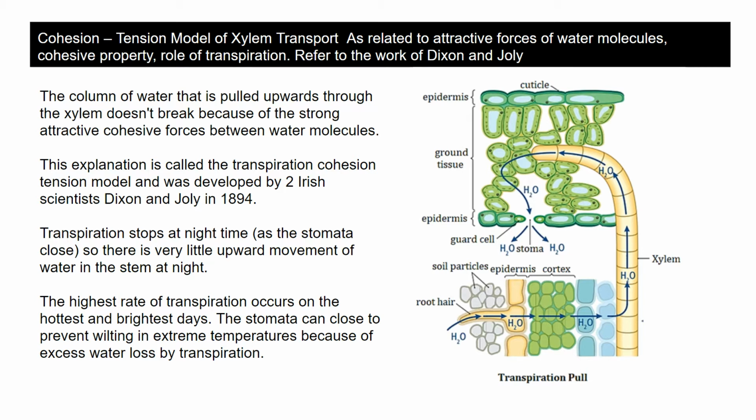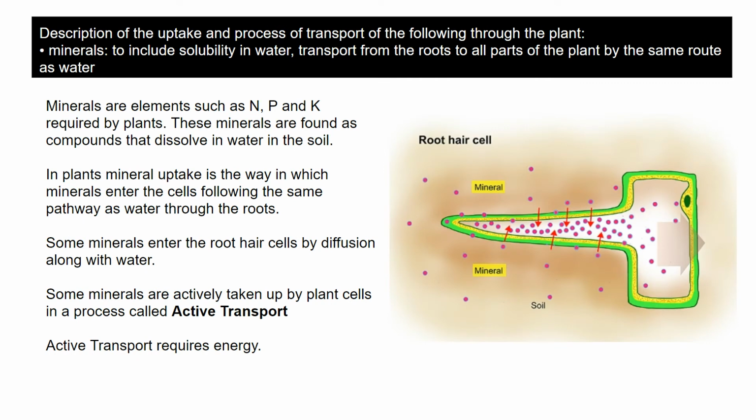Transpiration is pulling water upwards through xylem all the way upwards from the root. And look at the last paragraphs. The highest rate of transpiration occurs in the hottest and brightest days. Okay, you have a lot of water evaporating from the surface of the leaf, and therefore it's pulling a lot of water upwards from the roots during those weather conditions.